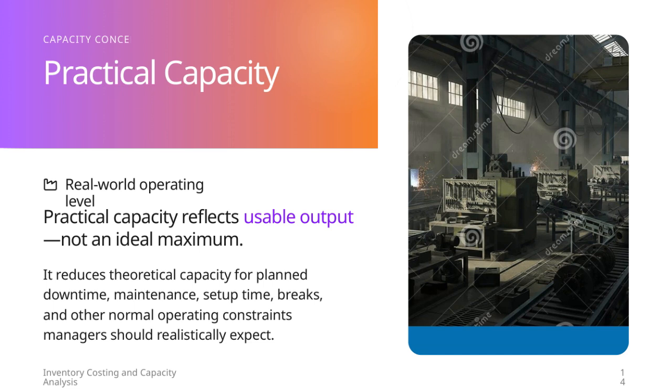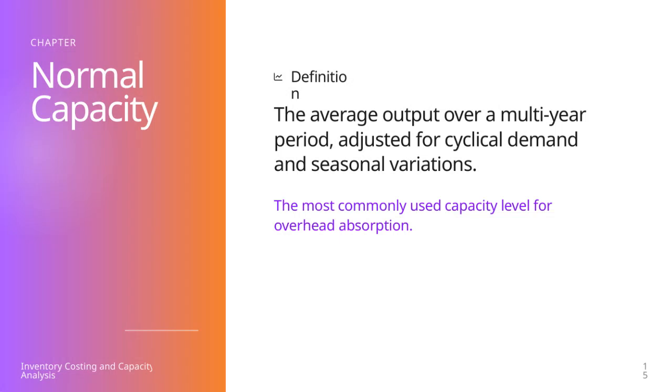Understanding this helps with inventory costing and capacity analysis by aligning expectations with what can genuinely be produced under regular working conditions. Now, let's talk about normal capacity. Normal capacity refers to the average output a business can achieve over a multi-year period. It's important to remember that this figure is adjusted to account for cyclical demand patterns and seasonal changes, so it reflects a realistic, steady level of production rather than short-term peaks or troughs.